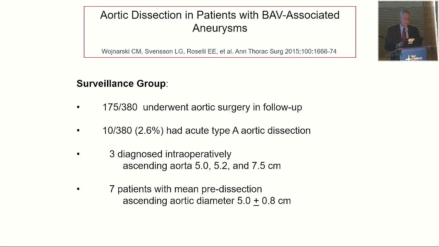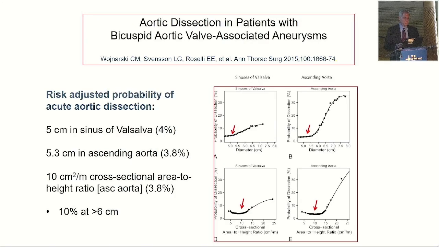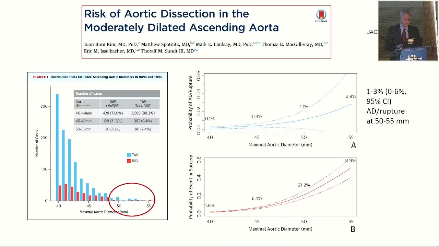And you can see the mean diameters are, of course, right in the range under observation. And again, they came up with an intricate risk-adjusted probability of dissection to be about a 4% risk when the aorta was 5 centimeters in the sinuses, 5.3 in the ascending aorta, again kind of emphasizing the root phenotype as an additional risk factor, and also gave credence to aortic size indexed per height ratio, and a much bigger hinge point, of course, at larger diameters.